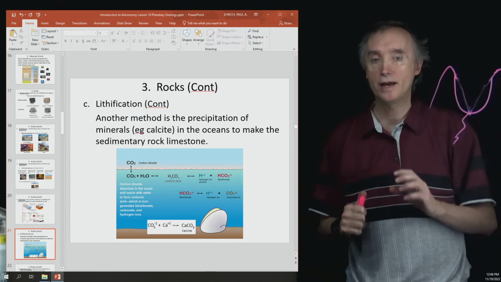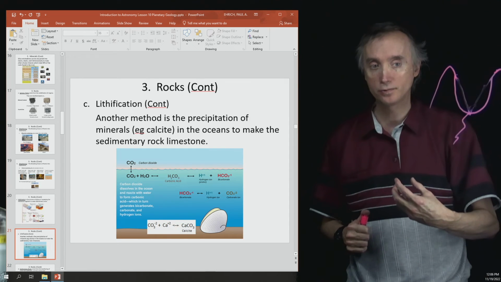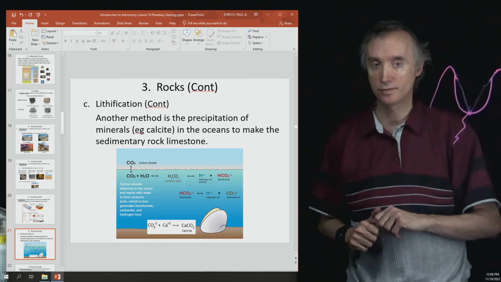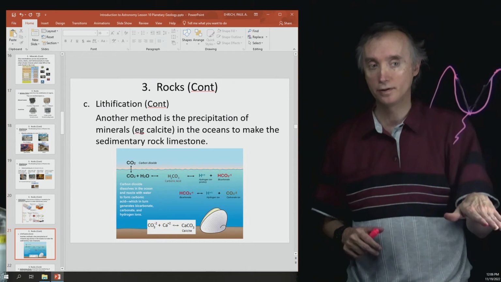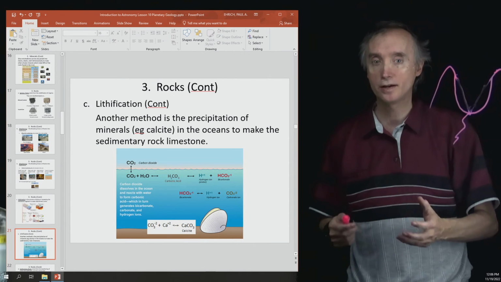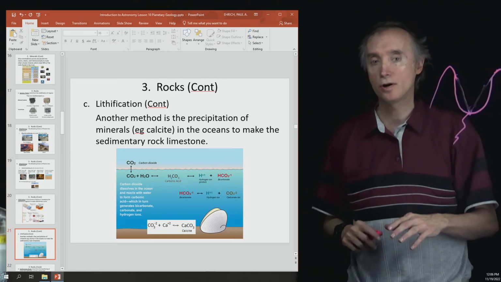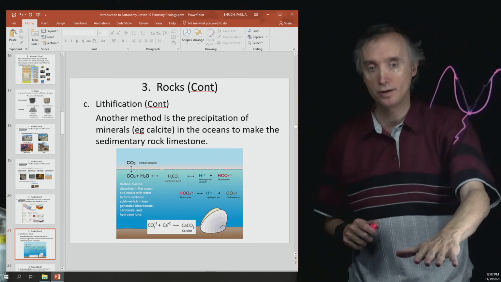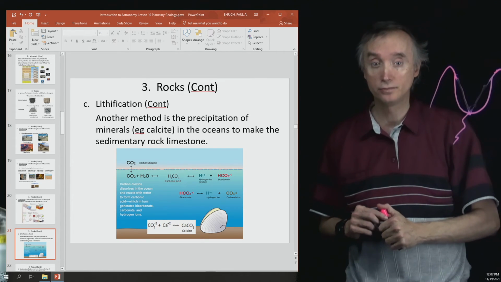There are going to be animals that absorb the calcium carbonate from the water, and they'll use it to make their shells. When they die, those shells are going to accumulate on the bottom of the ocean floor and are going to be turned into a type of limestone. The calcium carbonate can also directly precipitate to the bottom of the ocean floor and be glued together to make limestone.